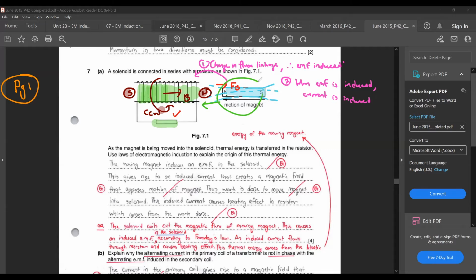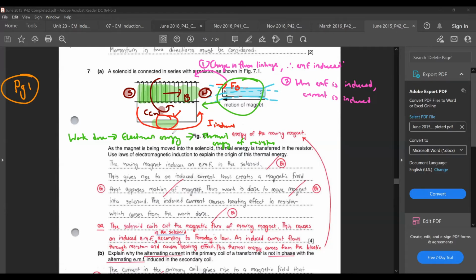So the work done goes into the electrical energy of your induced current, and it goes into the thermal energy of your resistor. You see, the thing here is that when I have induced current flowing, my induced current is flowing through my resistor. And when current flows through a resistor, it tends to dissipate heat.